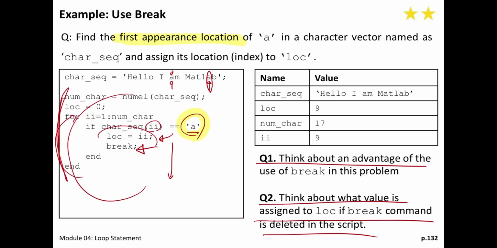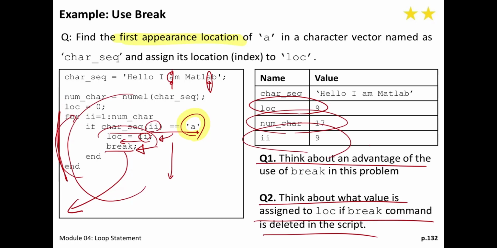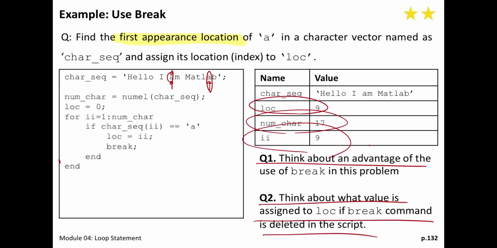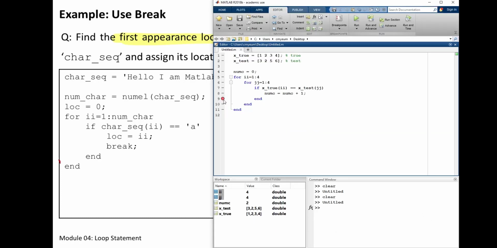So when ii is equal to 9, and it reads this character that is equal, assign the location, and then break outside of the loop structure. That's why you can get the right position of the first appearance of the A. You could design it like this. Maybe some students would design this code like this.